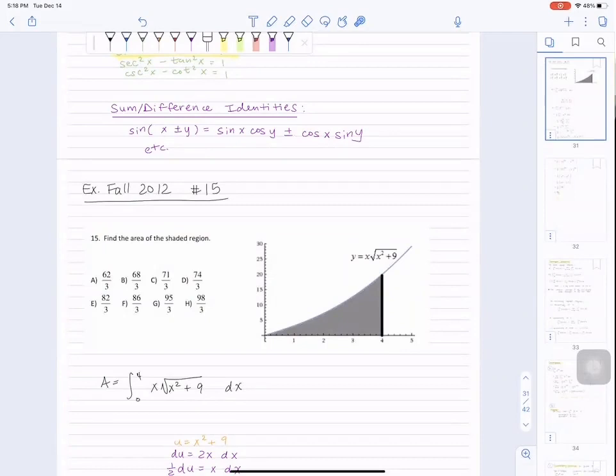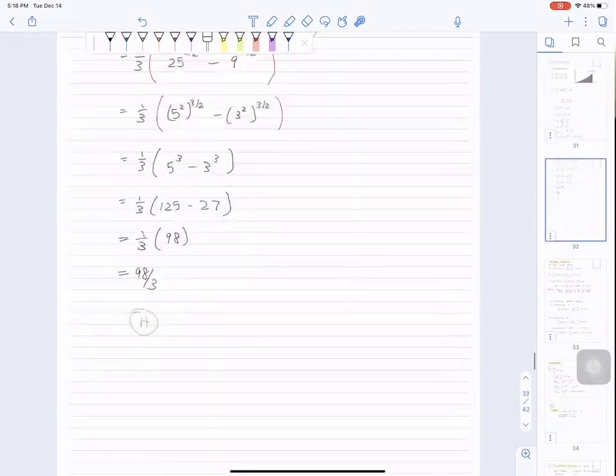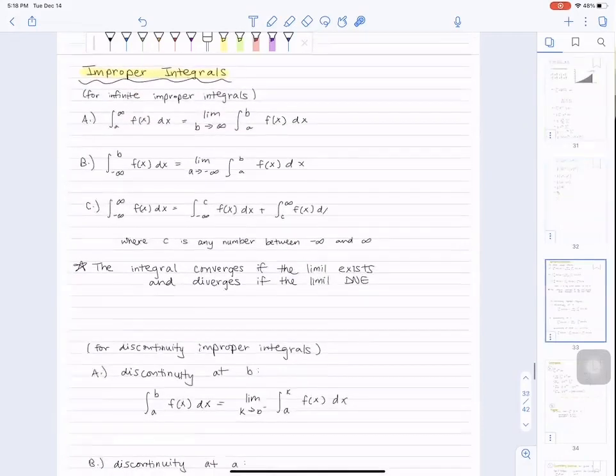So a lot of times when you're finding the area of a shaded region, you're doing an integral of something, and you might need to use different techniques, like substitution or integration by parts. But let's do improper integrals. Improper integrals are where you see an infinity as one of the bounds. When you see infinity as one of the bounds, you want to think, I've got to do a limit.